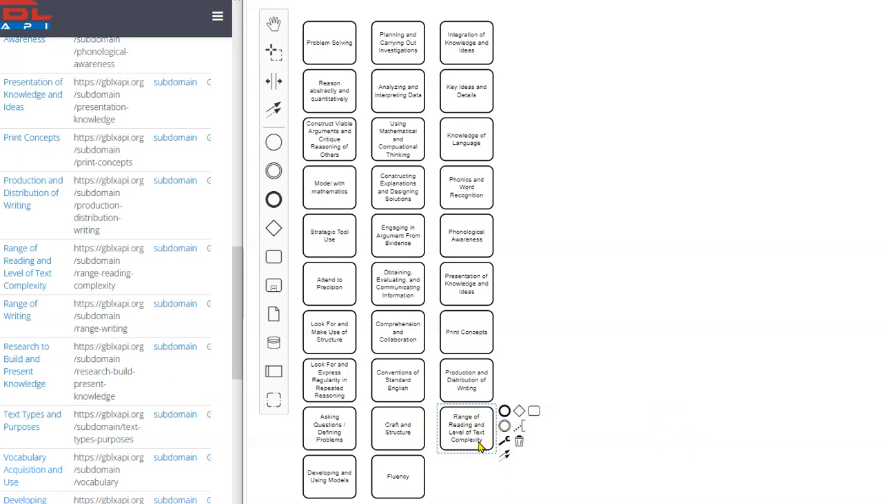And what's the level of the actual text complexity, possibly, that you can read and or write? How detailed, how poetic, how descriptive is that text that you read or wrote? And along the track with range of reading, we have range of writing.